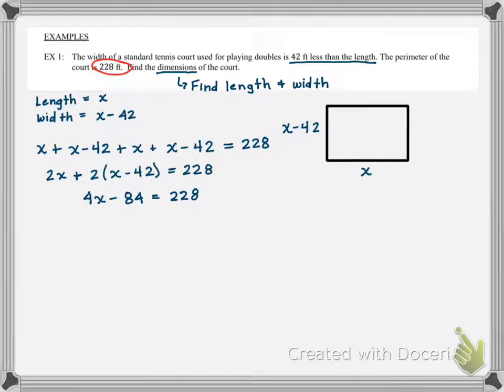And so we will then solve that equation. We'll start by adding 84 to both sides. So we have 4x equals, that's a 2, that's a 1. Somebody should check that. That's totally wrong. Thank you.